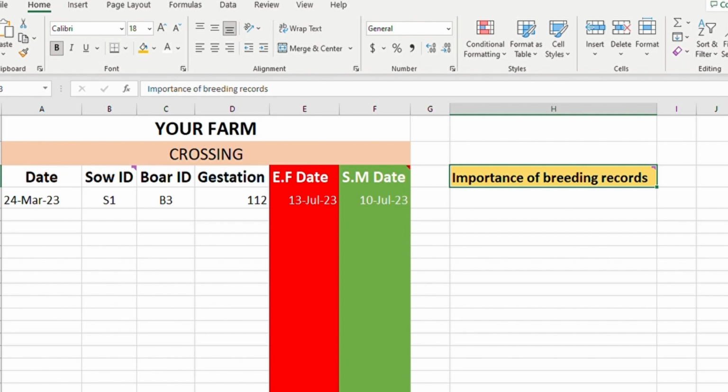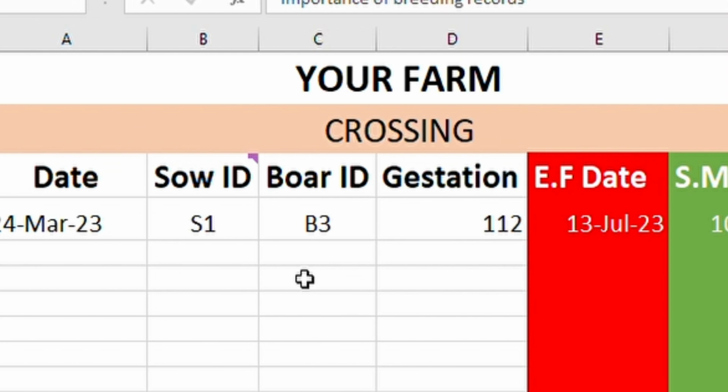So as you can see in this document, the first one is the breeding side. With the breeding or crossing, the very day you cross your pigs, you take note of the date. Assuming you cross your pigs on the 24th March 2023, that's the date, and then the sow ID. Here, what I mean is the kind of sow you crossed. If you use ear tags, those ones are numbered, so you know the exact sow you crossed. And then the boar you use, that's why I indicate it as boar ID, so you know the boar you used to cross the sow.